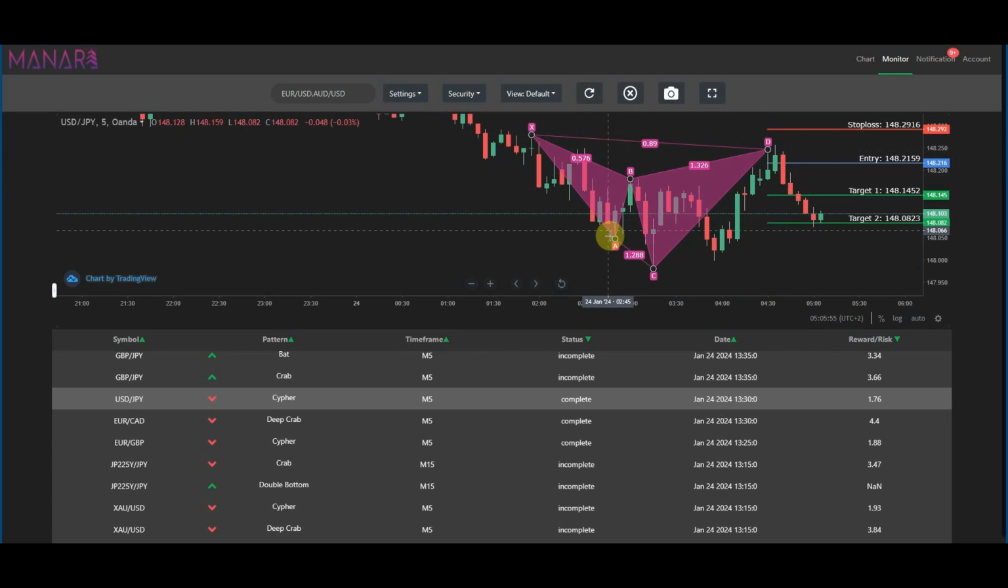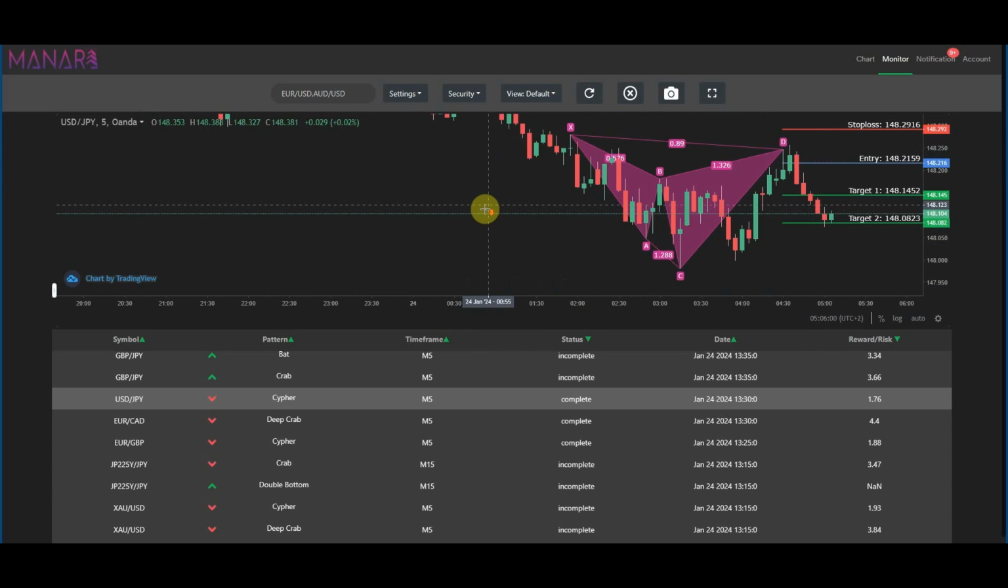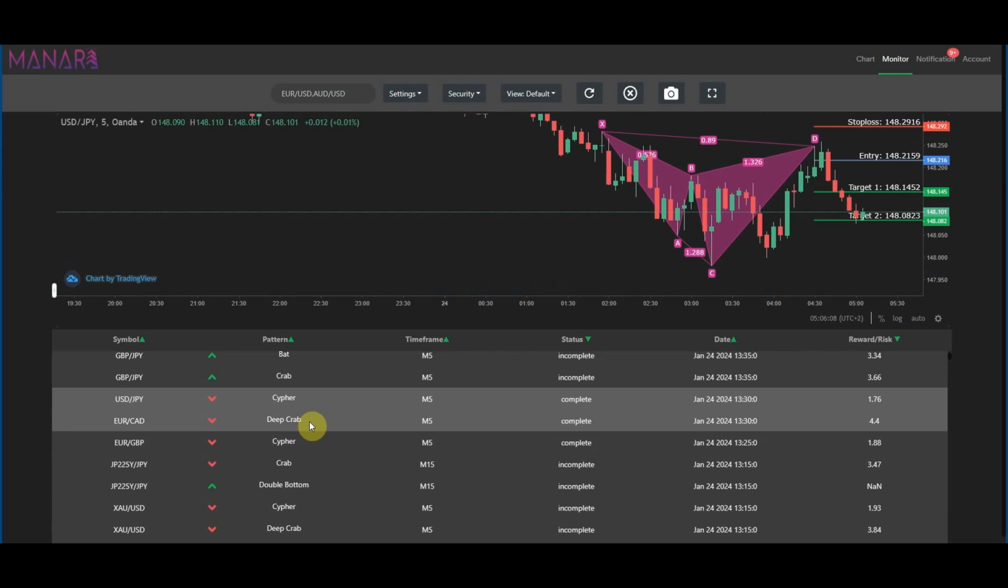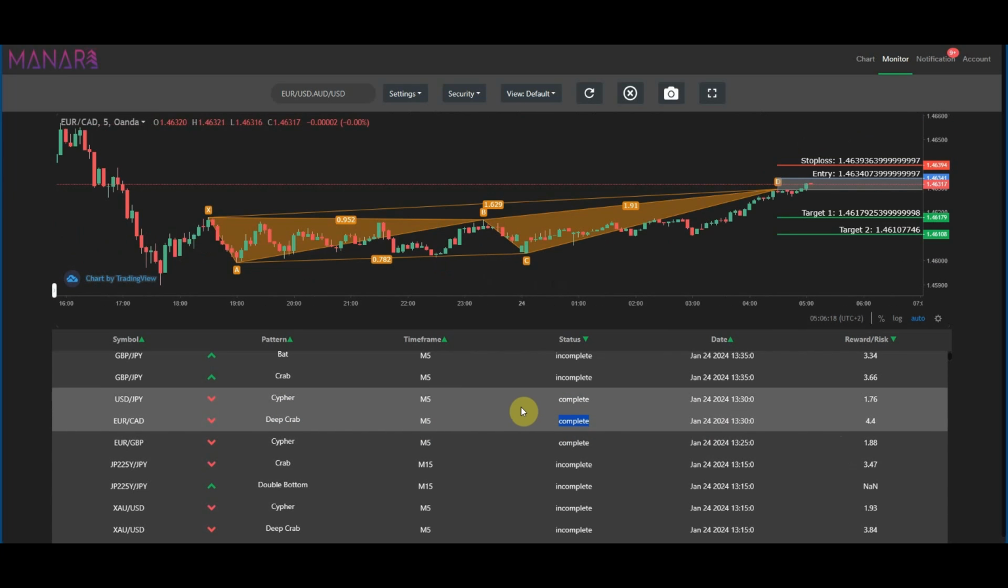And for me, I wouldn't particularly notice this as a pattern. It's just not something that I would pick up on unless I really studied the charts and took my time. I'm going to go down to the next one. This one's a 4.4 risk reward. At the same time, this one was completed. I'm going to open that up, see what actually happened. Was it successful? Was it not?